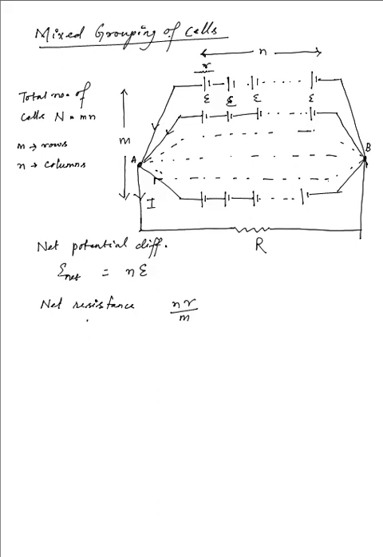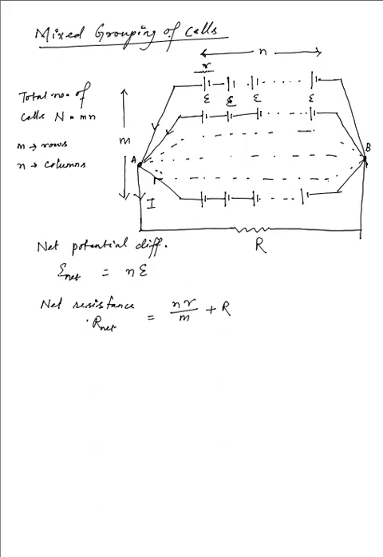But that is not all. This entire internal resistance has to be added to the external resistance that is provided in the circuit, and that is in series with this entire arrangement. So the net resistance, we can say R net, is simply equal to nR by m plus the capital R, which is the external resistance.